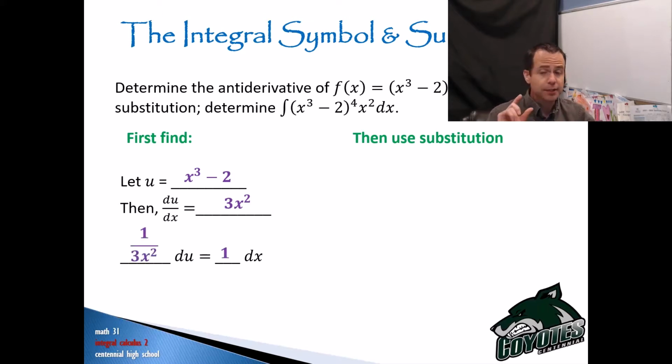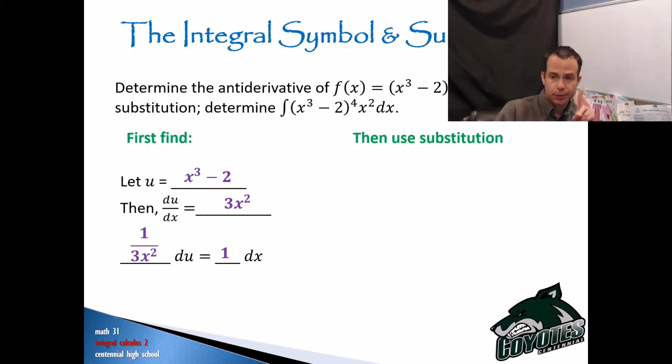Okay? I've just made an algebraic switch there. I've just manipulated what I was looking at. If du with respect to dx is 3x squared, then I can divide both sides by 3x squared and get 1 over 3x squared du will be 1 dx, okay?